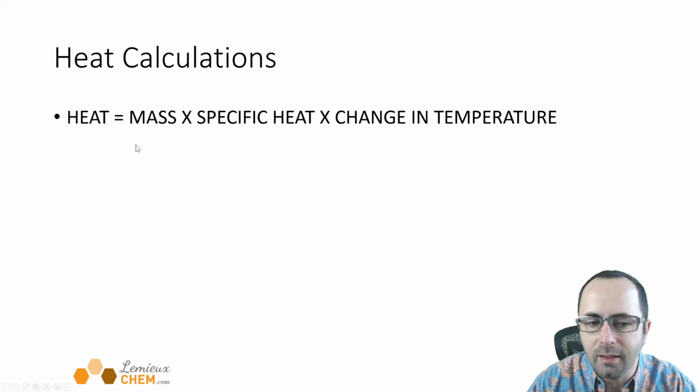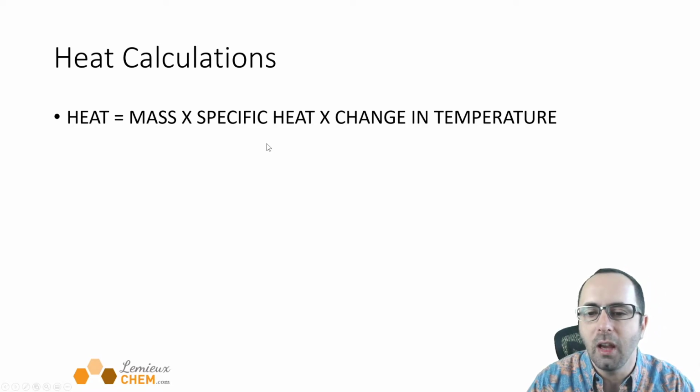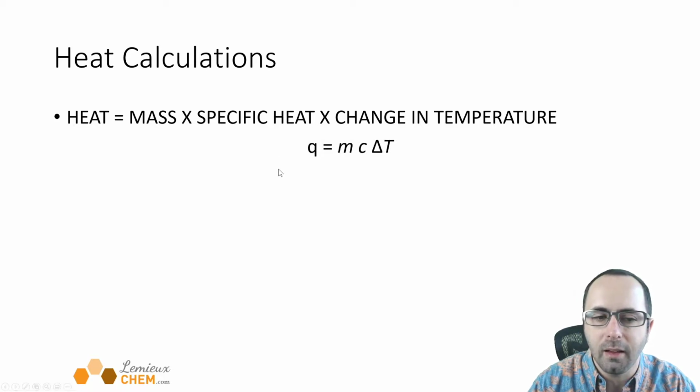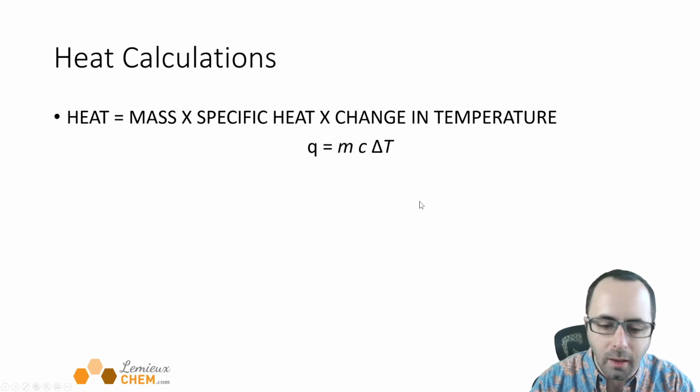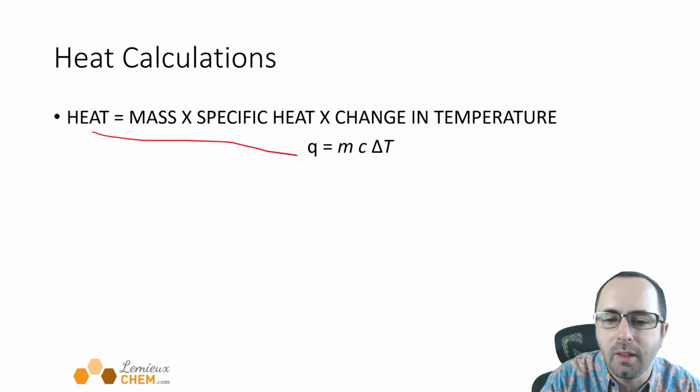The heat that it takes to change the temperature of something is equal to the mass of that thing in grams times the specific heat, which is a constant, which you would always be given, and it differs for each substance, times the change in temperature that is occurring in this substance. And it's indicated like this: Q equals mc delta T. So the Q here is the heat.